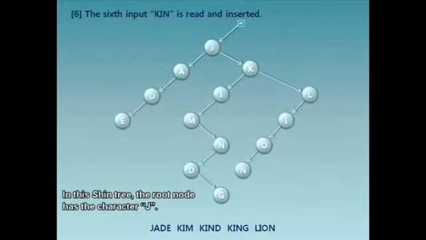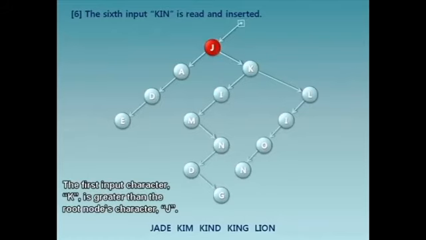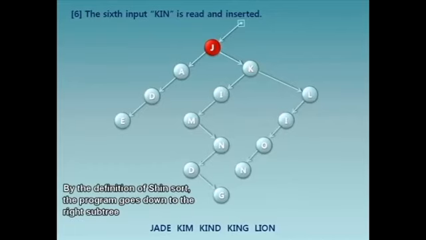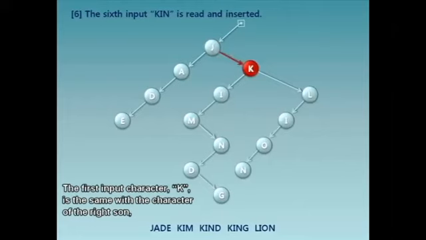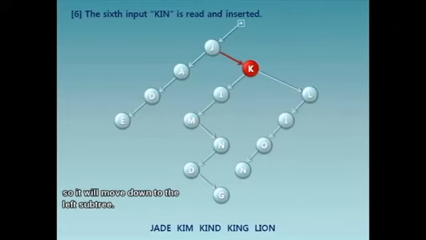In the Shin tree, the root node has the character j. The first input character k is greater than the root node's character j. By the definition of Shin sort, the program goes down to the right subtree using the right son's address in the root j node. The first input character k is the same as the character of the right son, so it will move down to the left subtree.